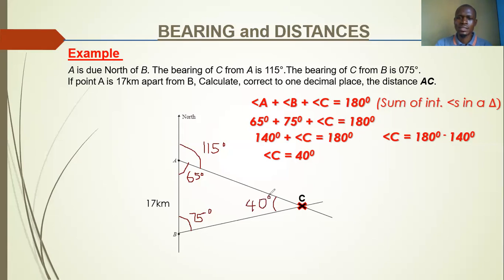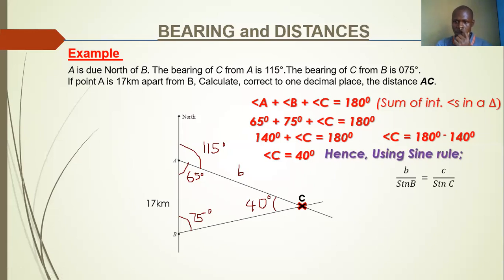To calculate AC, AC represents small b. From our previous lessons, we've seen that if we have an angle with the corresponding opposite side, and we need to calculate another side, what we use is the sine rule. So using our sine rule, we have b over sine B equals c over sine C. Substituting for that, we have b over sine 75 equals 17 over sine 40.